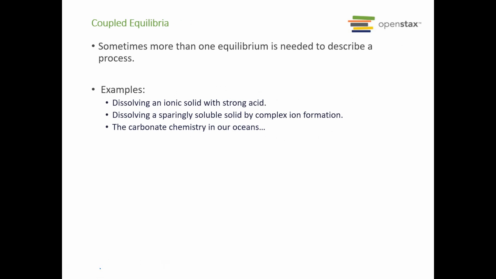Now, sometimes when we do these processes, we have more than one equilibrium going on at a time. We're going to show some examples on the next few slides. For example, if you dissolve an ionic solid with a strong acid, and we're going to look specifically at an example of that, or if we dissolve something that's not very soluble by forming a complex ion.